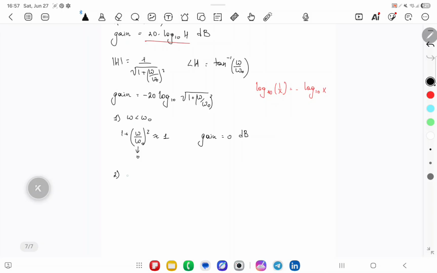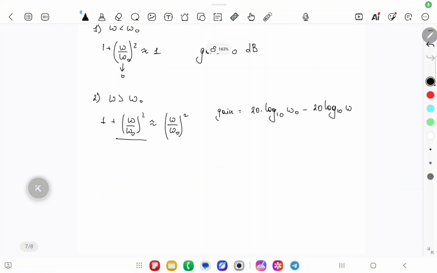The second assumption is when our omega is much larger than omega 0. In that case, this term over here becomes comparatively very large, so that we can neglect 1 and equate it to simply omega over omega 0 squared. In that case, our gain will be equal to 20 multiplied by logarithm to the base of 10 omega 0 minus 20 multiplied by logarithm to the base of 10 omega.